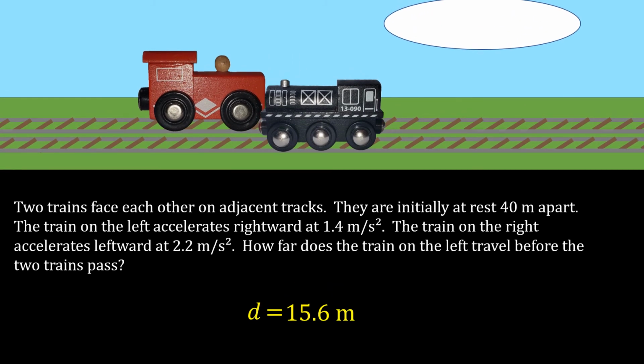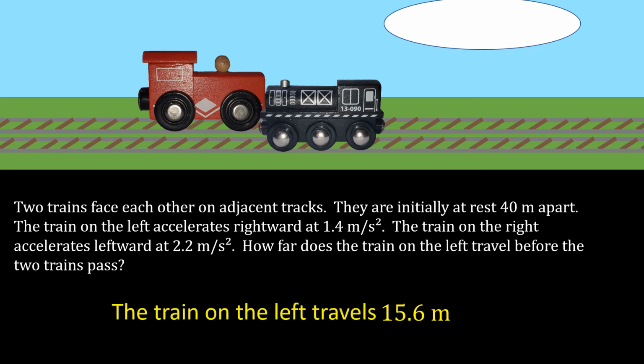Let's double check the problem statement and make sure our answer seems reasonable. The right train's acceleration is greater than the left's, so we expect them to pass closer to the left train's starting point. Our answer is less than the midway point of 20 meters as anticipated. Finally, let's state the solution in English. The train on the left travels 15.6 meters. And with that, we've managed to solve another physics problem.